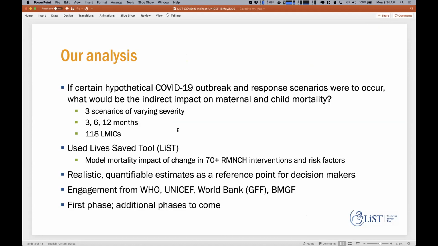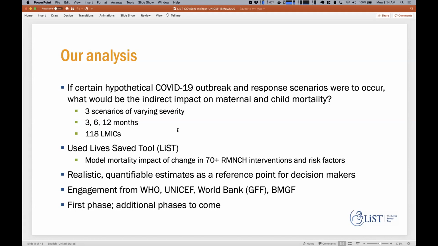So with these concerns in mind, we set out to assess if certain hypothetical COVID-19 outbreak and response scenarios would occur, what would be the indirect impact on maternal and child mortality. So we explored 3 scenarios of varying severity over 3 windows of immediate impact, 3, 6, and 12 months. And we used data from 118 low and middle income countries that account for over 97% of global maternal and child mortality. So we conducted the analysis using the LiST tool, which can model the mortality impact related to change in over 70 RMNCH interventions or risk factors.